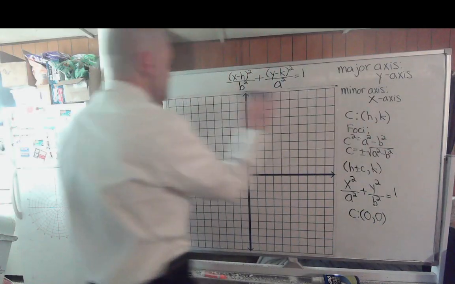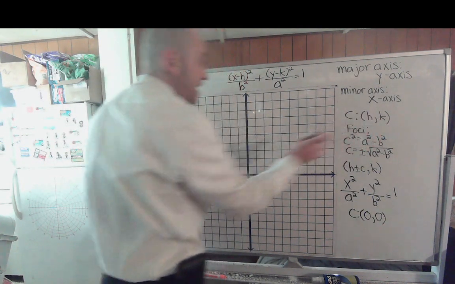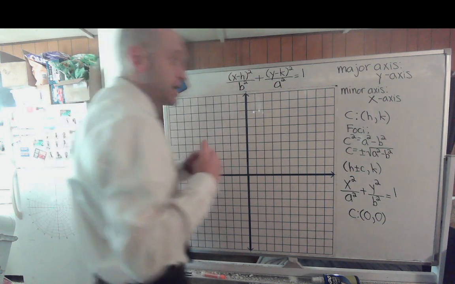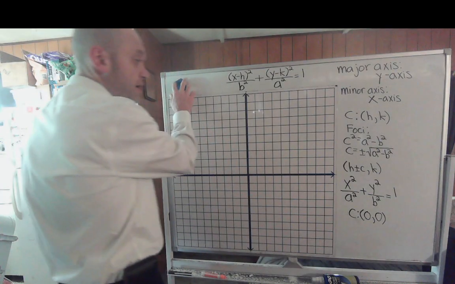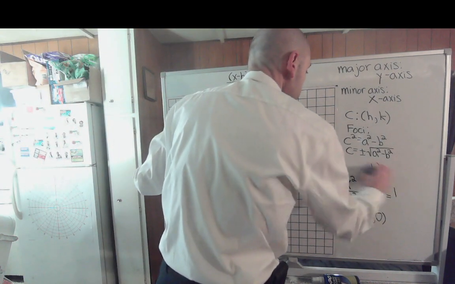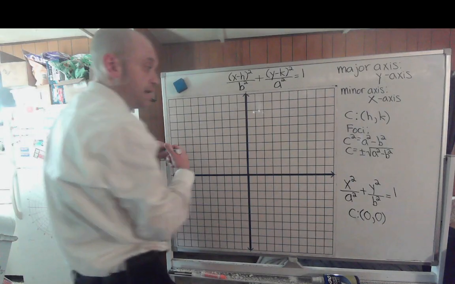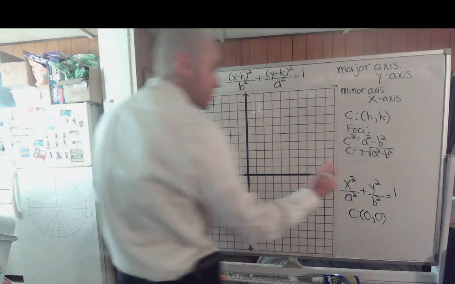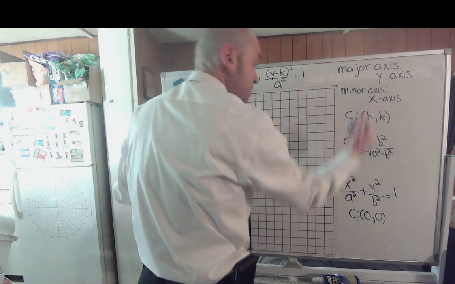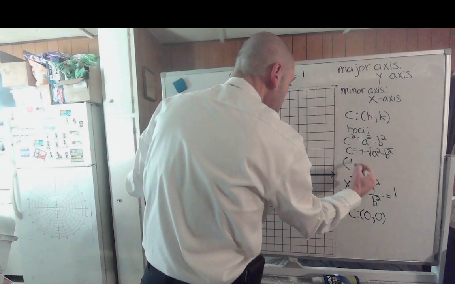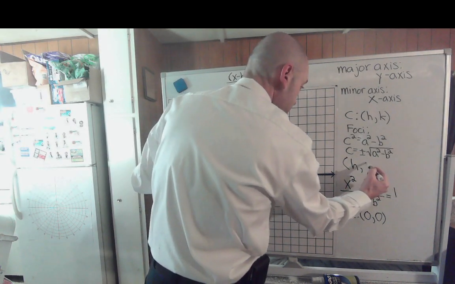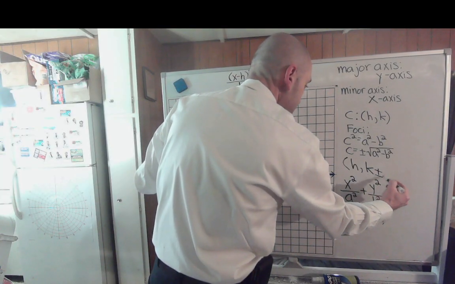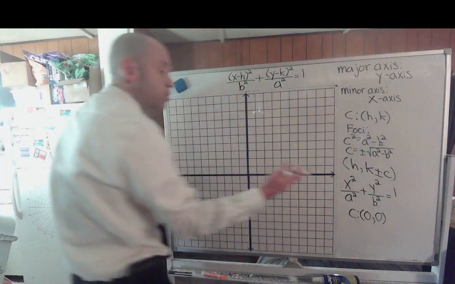The center still doesn't change, that's (h, k). You don't change how you get the foci, that's still c squared equals a squared minus b squared. The only difference is where the foci are located. Those always relate to your major axis. So if y is your major axis, you'll leave your x-coordinate alone, but you'll take the y-coordinate of the vertex and add and subtract c from that, and you'll have the two coordinates of the foci.